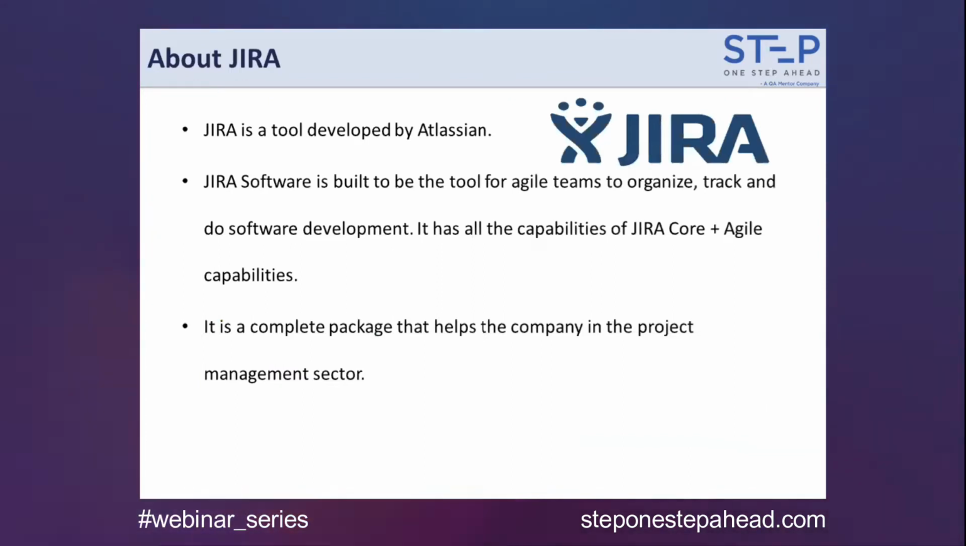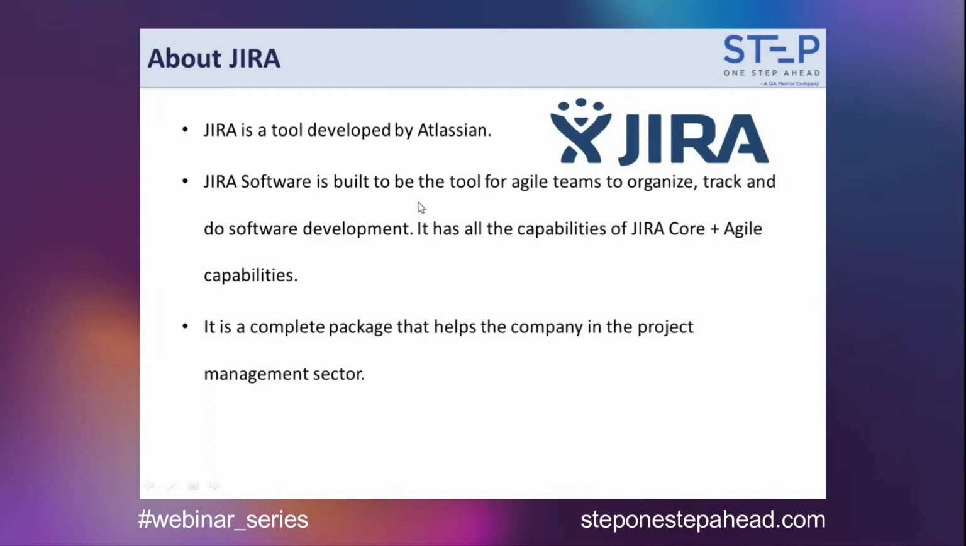Jira is a tool developed by Atlassian, an Australian-based company. Jira has two components: Jira Core and Jira Software. In Jira Core, there are no agile capabilities available. But in Jira Software, the Jira Core capabilities are also there, along with agile capabilities. As we all know, in testing we are now using agile methodologies, so we will be going for Jira Software.